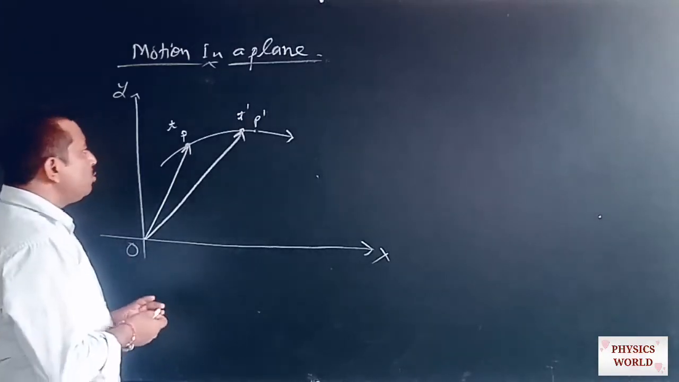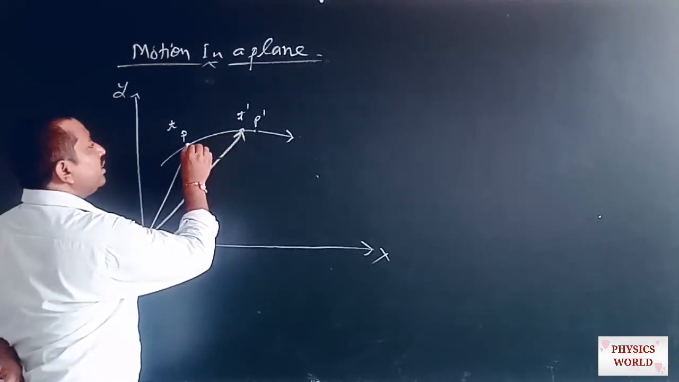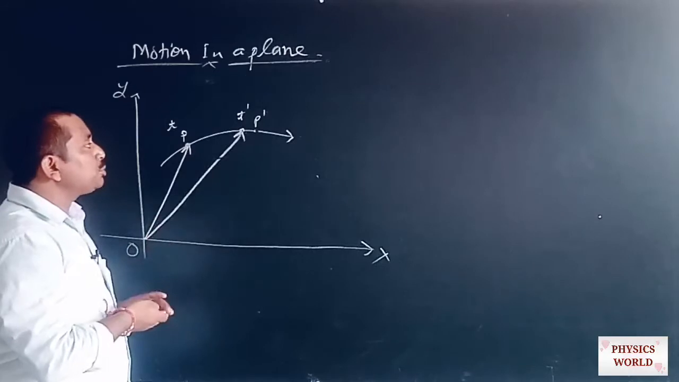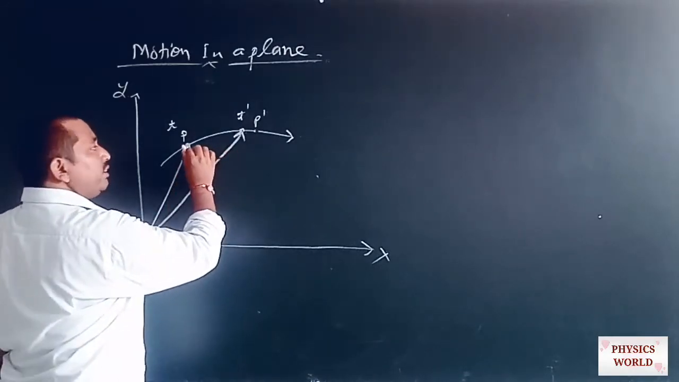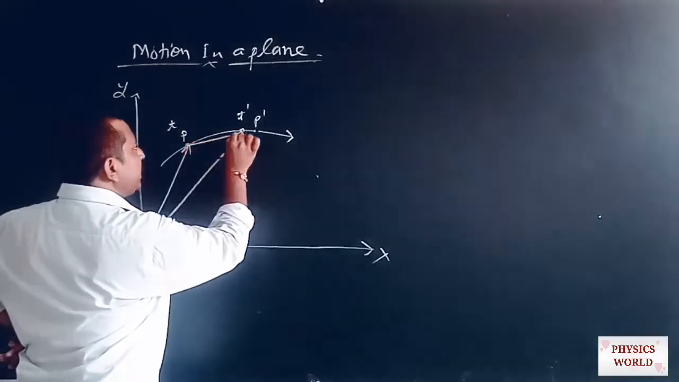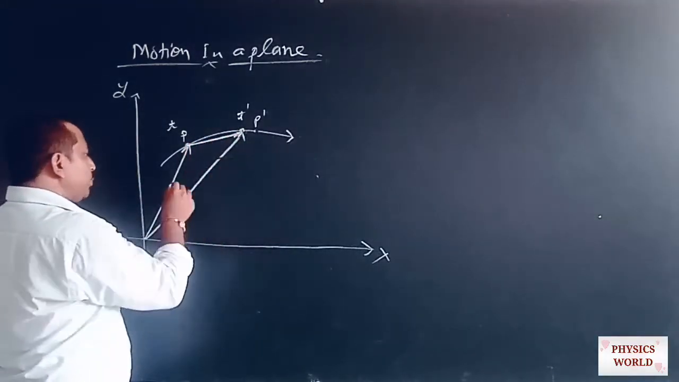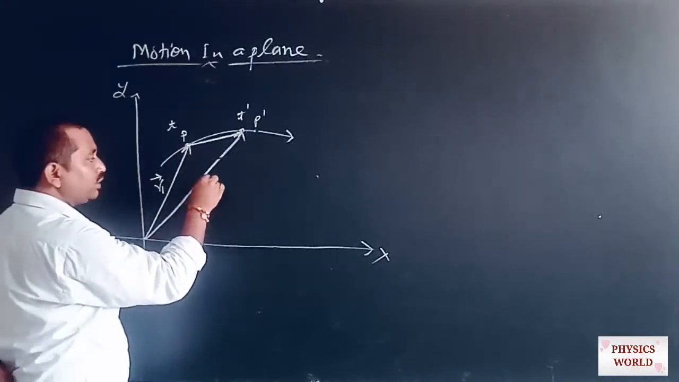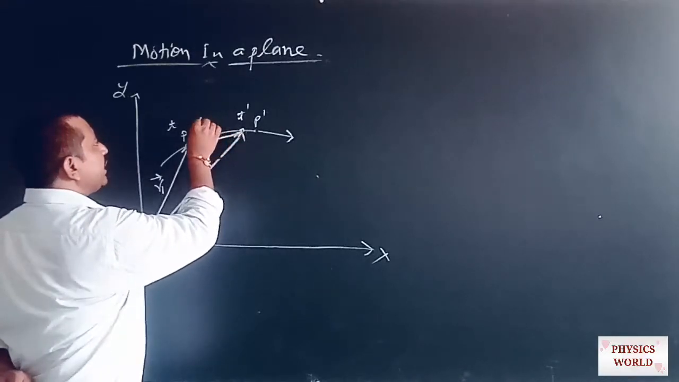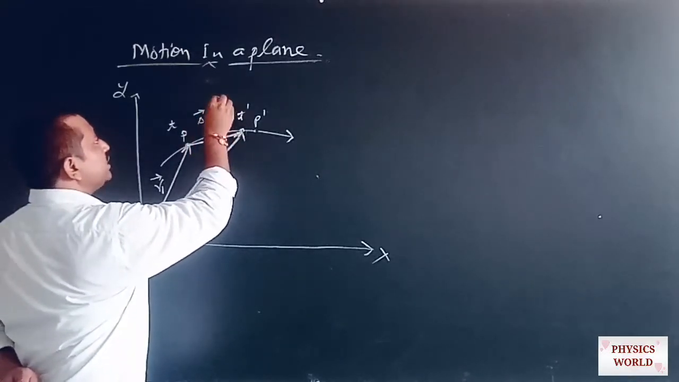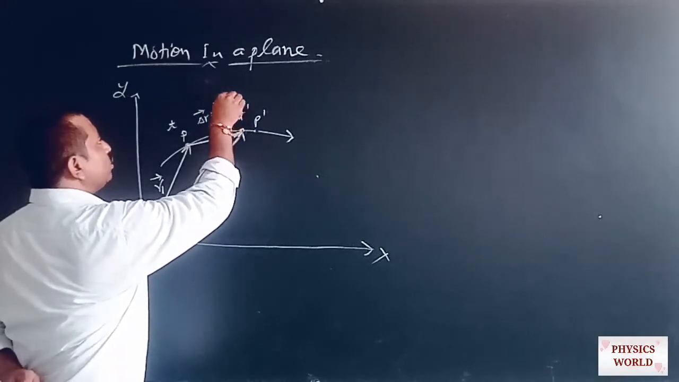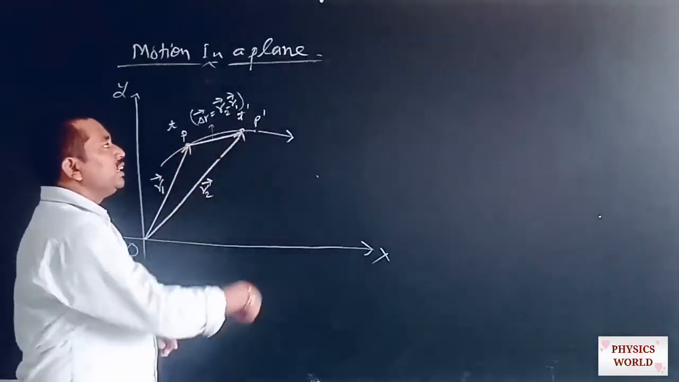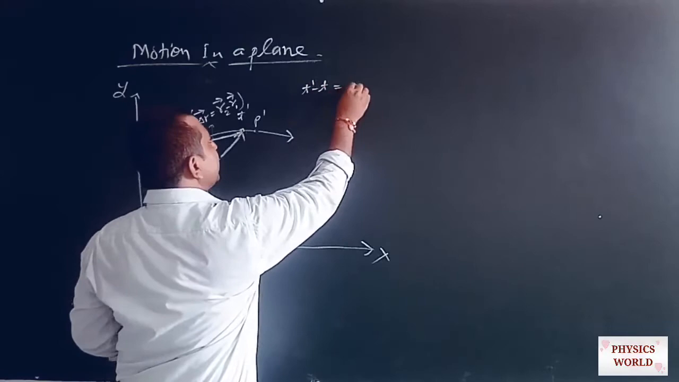So when the object is moving from P to P dash, it must create some displacement during the motion, and this displacement will be equal to what? Suppose the position vector of point P with respect to O is R1 and this one is R2, then the displacement delta R can be expressed in terms of R2 and R1, that is R2 minus R1. How much time is taken by the particle to go from P to P dash? This will be equal to t dash minus t, that is delta t.